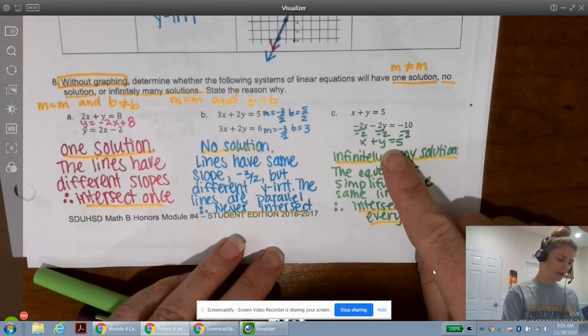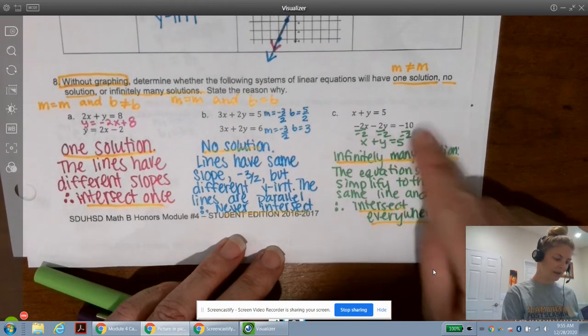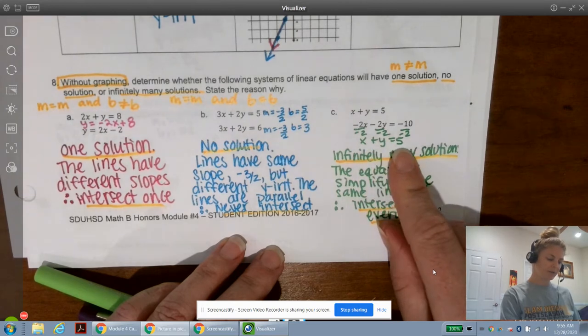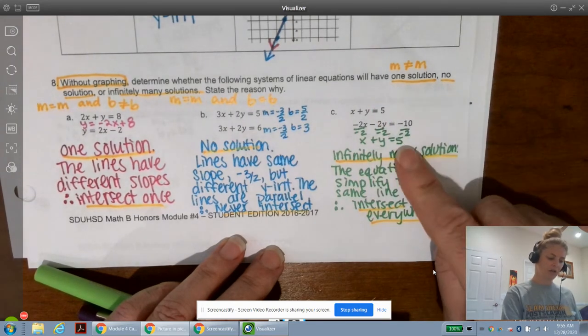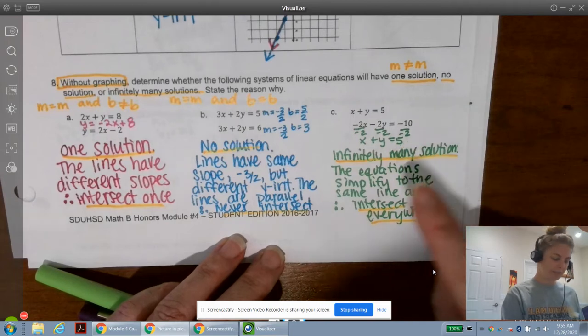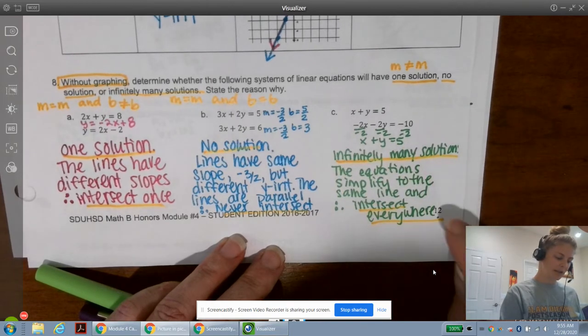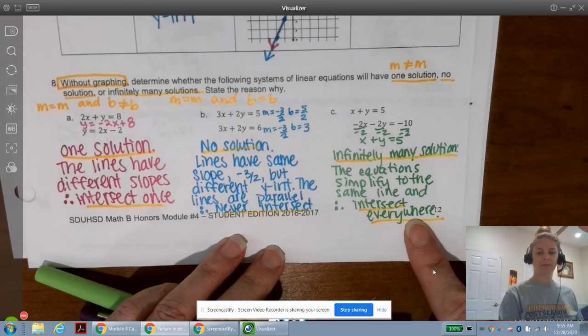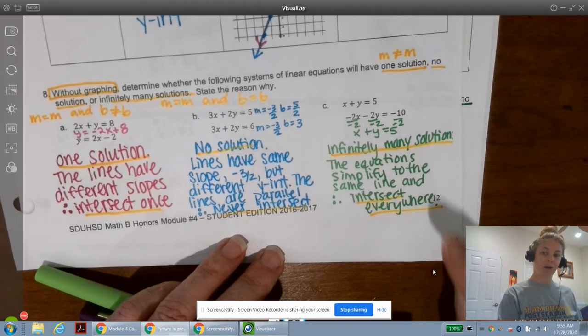C, when I rewrote this second equation, I noticed if I divided every term by -2, I got x plus y equals 5. So I noticed these are written the same. They're the same equations. So this is infinitely many solutions. The equations simplify to the same line and therefore intersect everywhere. Remember, the number of intersections is equal to the number of solutions.